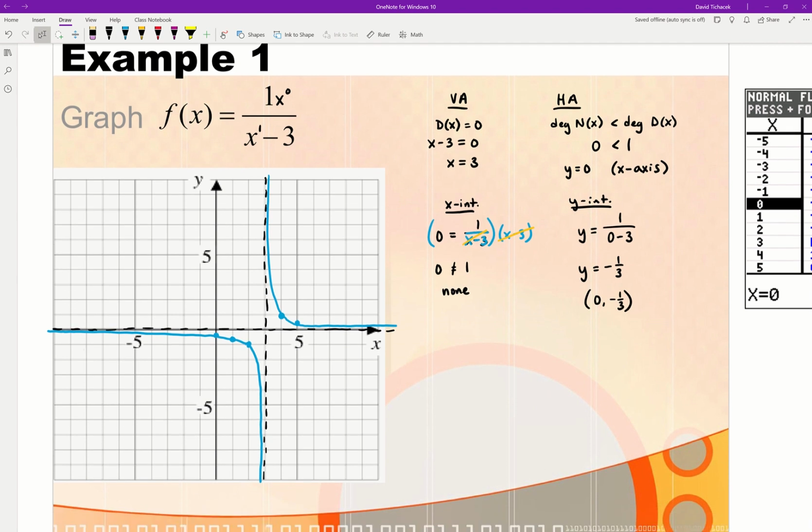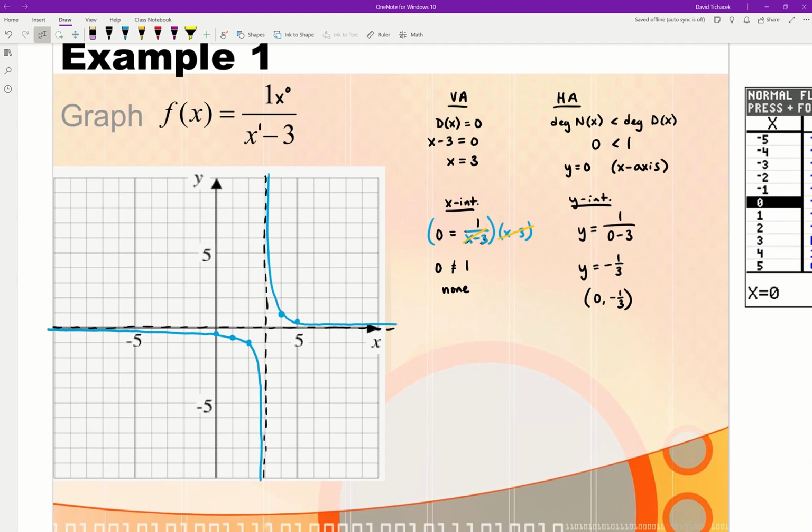In the next example, I've already had that worked out. So if you want to go ahead and pause the video and take a look at example 2 in the notes and maybe try it yourself, then unpause the video and see if you get it right.